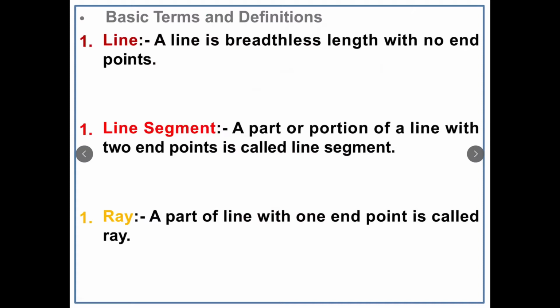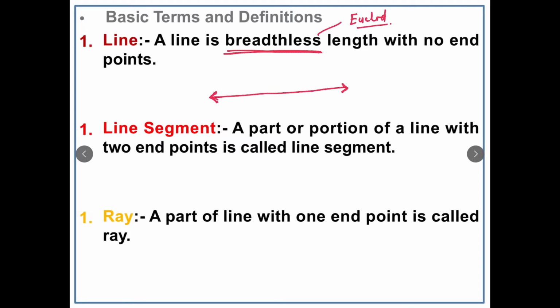You must have seen a line. A line does not have any endpoint, which means it goes continuous in both directions, and we consider it as a breadthless length. That means a line does not have any thickness, as per the definition given by Euclid. He stated that a line is a breadthless length and it does not have any endpoint. That means whenever you draw a line, you will always put arrows on both ends, which indicates that the line is going continuous in both directions.